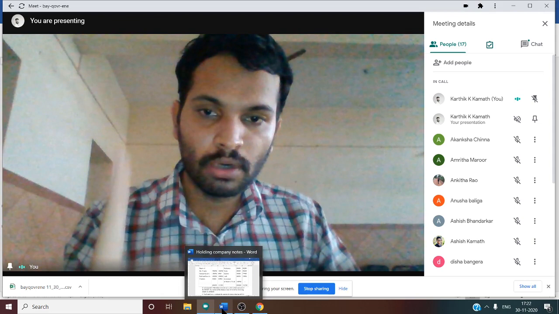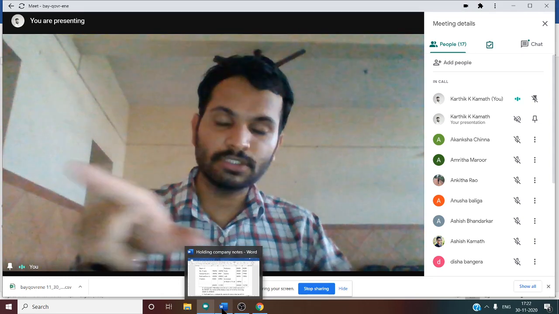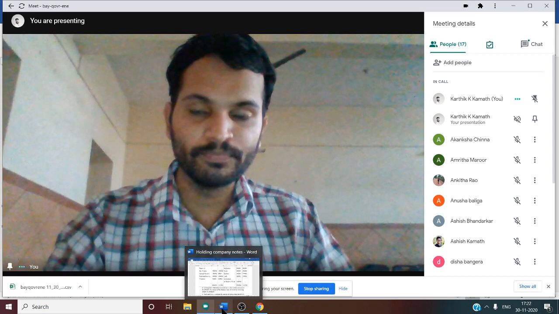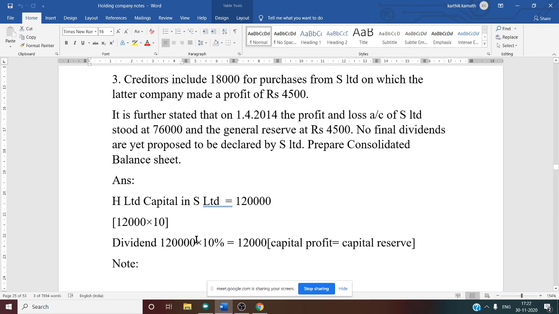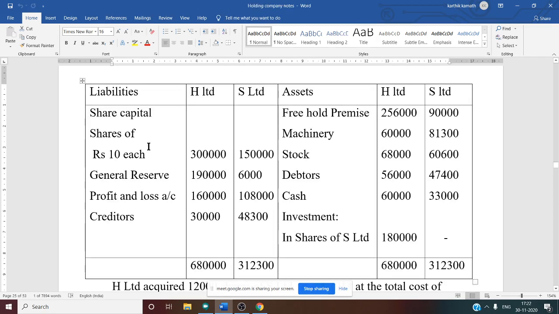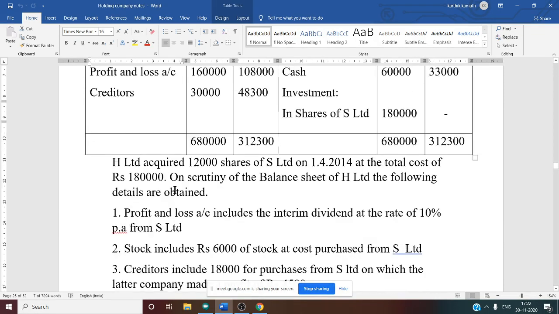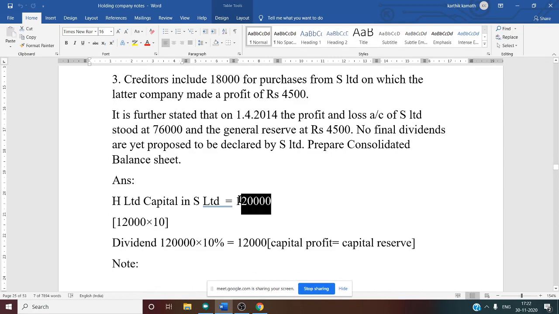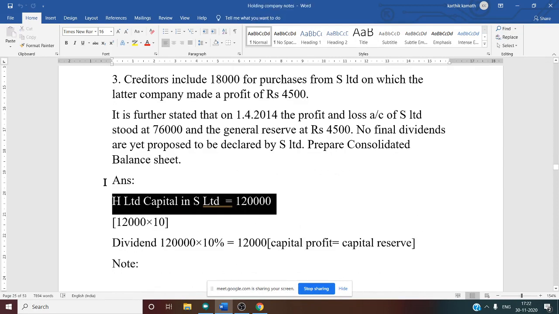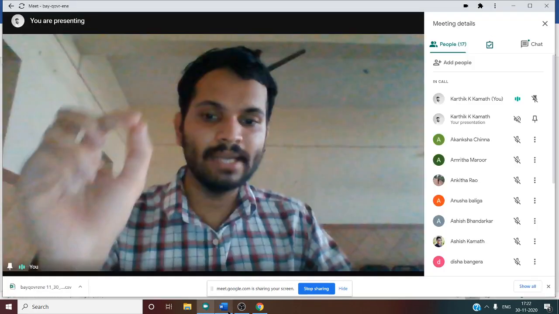So here you can say that this 12,000 is the majority. What is the minority? The remaining 3,000 is the minority. That is why 12,000 into 10. Why 10? Because we have to consider the paid up value, or face value. Shares of 10 each are given. So 12,000 into 10 gives 1,20,000, which is nothing but the paid up value of the shares. On that we can easily calculate the interim dividend.